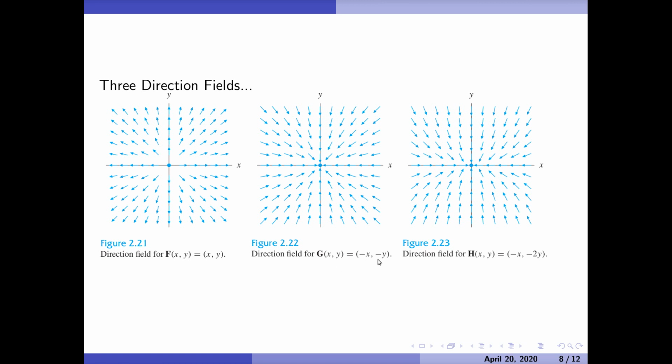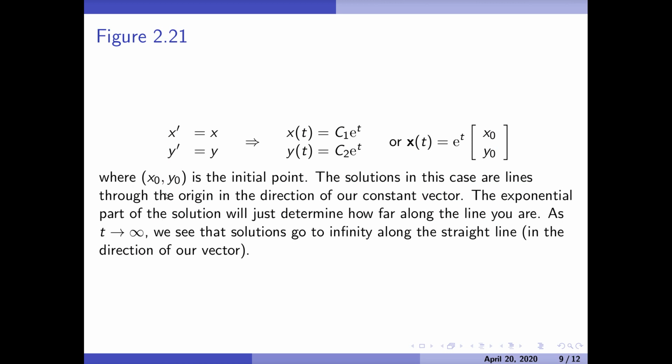Direction field for minus x minus y. That's just the opposite, you'll notice, from the first one. And this one just changes the strength of one of the variables. Okay. And so you'll notice that the curves, you're starting to see some bending going on here. Good. So let's go to 2.21 and just see if we can solve it. X prime equals x and y prime equals y.